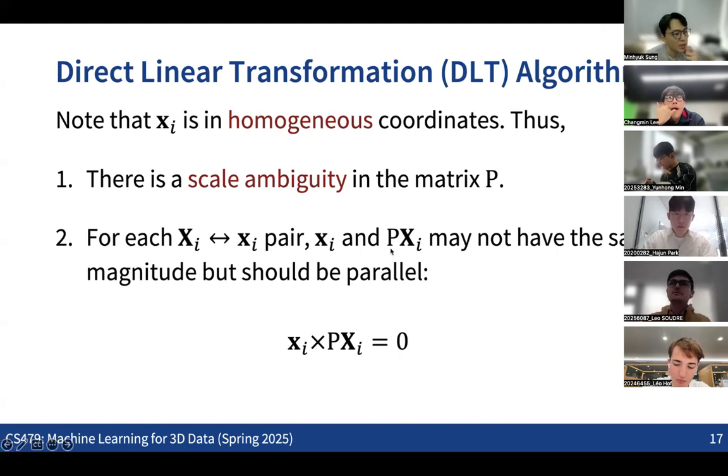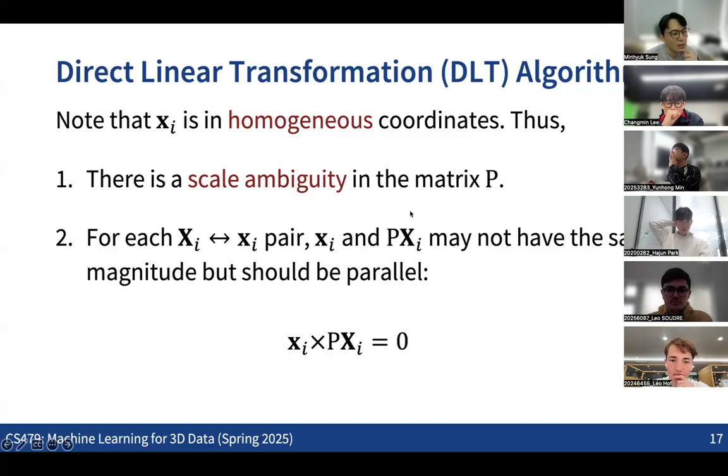So when you find the camera matrix P and multiply it into the homogeneous coordinates of the 3D point, it may not be exactly the same as the homogeneous coordinates of the 2D point that we have. There might be a scale difference, and this scale difference can also be different depending on the correspondence. So either we need to jointly calculate the scaling factor for each correspondence, or we should be able to calculate the matrix P without having the scaling factor.